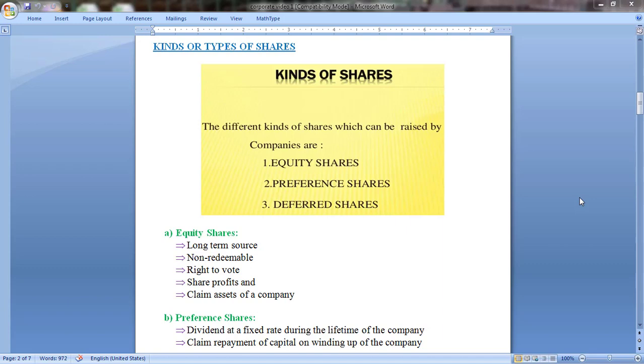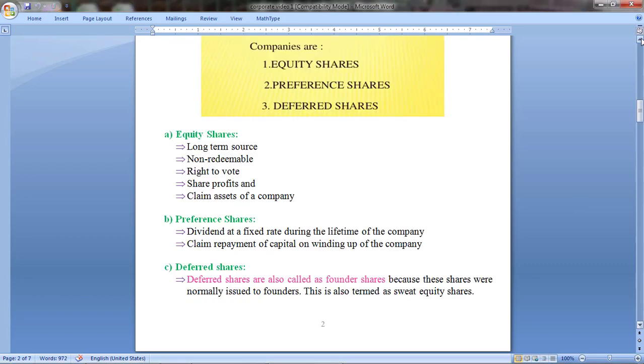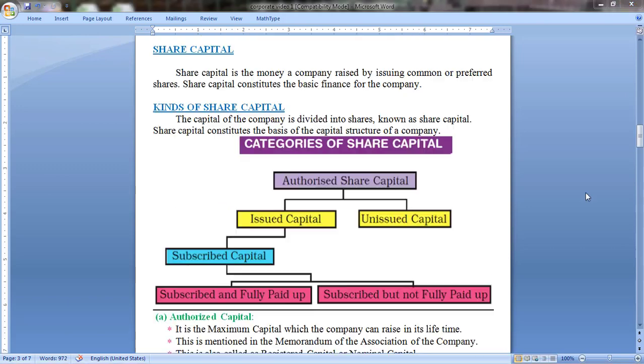The third category is deferred shares. These shares are also termed as sweat equity shares or founder shares. The shares which are given to the founders or promoters for their hard work or the efforts taken by them in proportion of the company is termed as deferred shares.